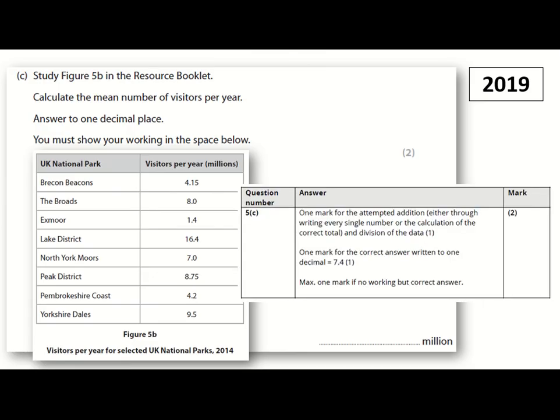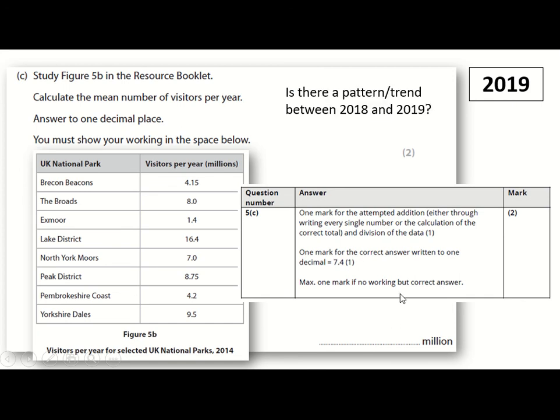Alright, so this question, 7.4 is the answer, okay? And you've got 1 mark for attempting the working, because you had to show your working. Okay, you must show your working. And then 1 mark for the correct answer written to 1 decimal place. So if you did it to 2 decimal places or you didn't do it enough, then you wouldn't have got that 2nd mark. Okay, max 1 mark if no working out but correct answer. So if you put 7.4, you can't get more than 1.